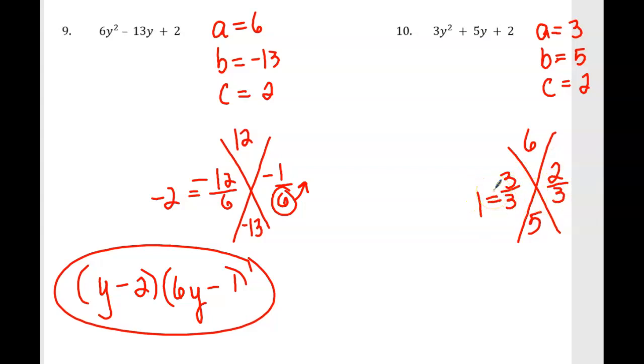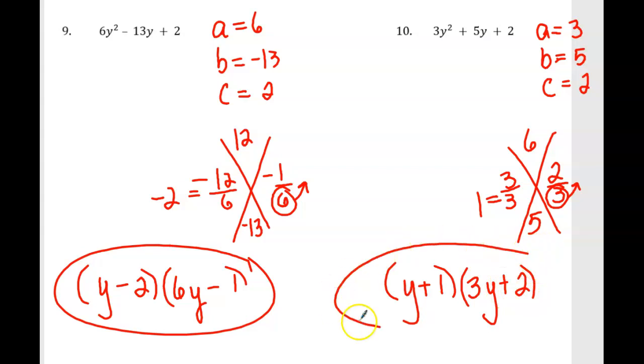So 3/3 is 1, and then I've got 2/3. So my variable's y, so this is going to be y plus 1. And then this becomes the coefficient, 3y, and it's positive, so it's going to be plus 2. All right. Again, if I FOILed it, I would get what I started with in number 10.